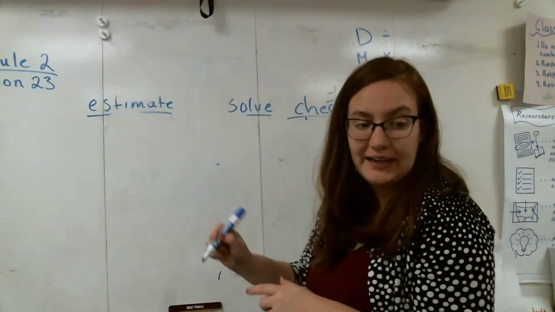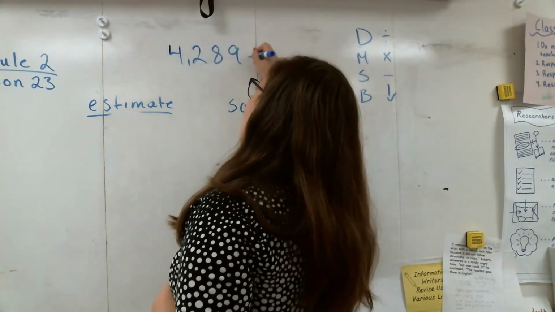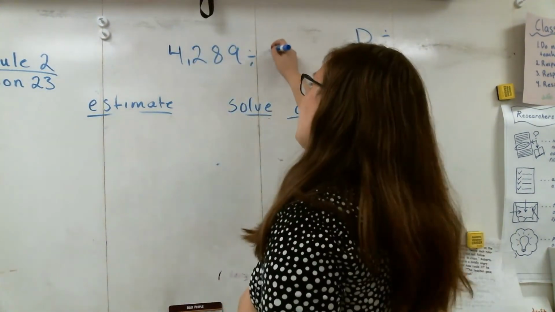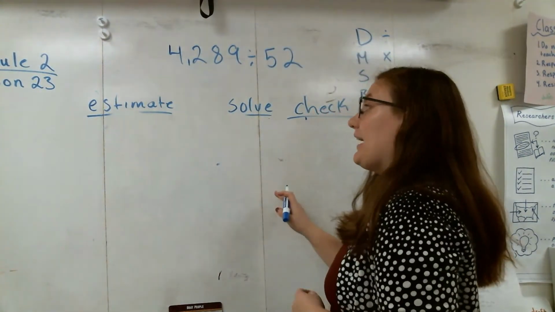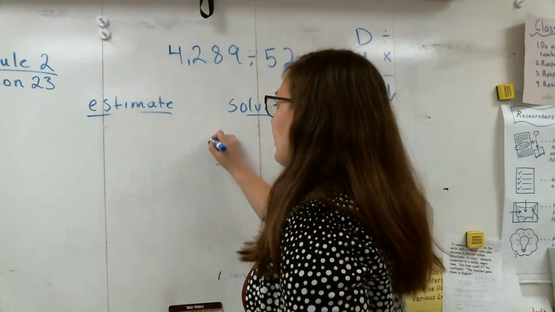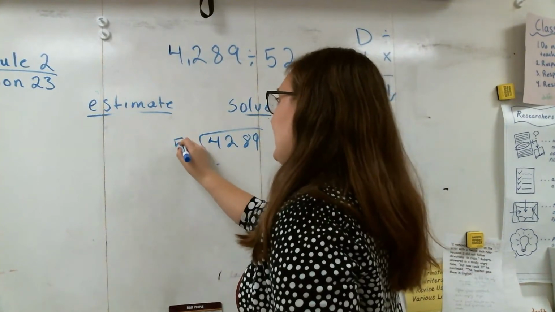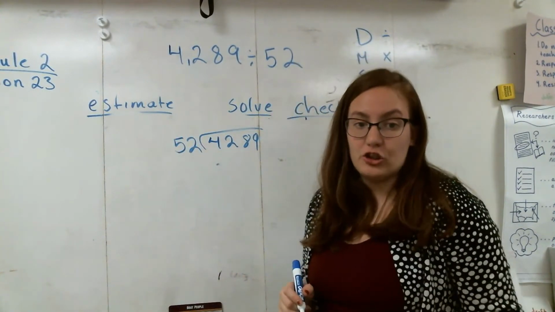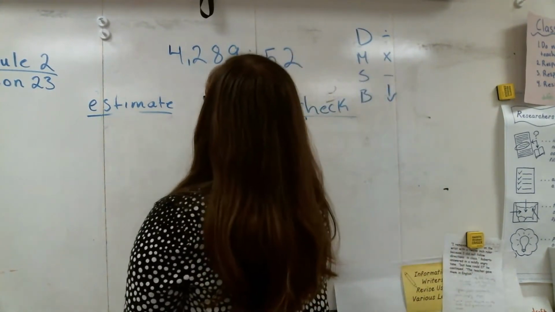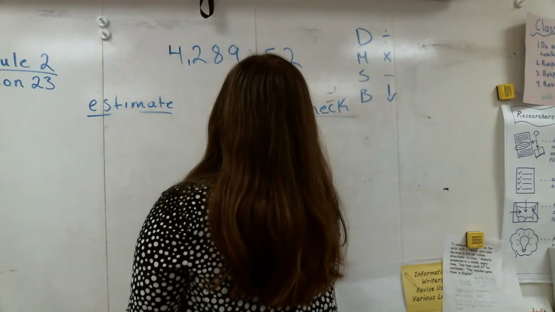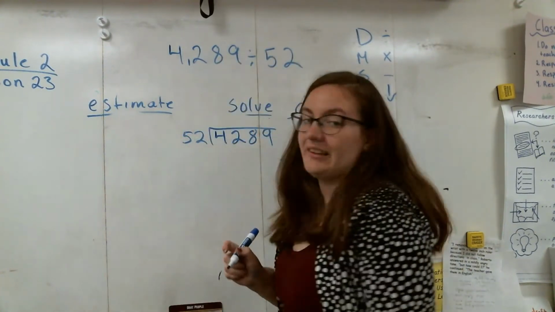Now, for this page, we're going to be doing 4,289 divided by 52. Now, for this problem, we are again going to be estimating, solving, and checking. I'm going to start off by writing my problem down. 4,289 divided by 52. I'm actually going to write this a little bit straighter. There we go, it looks a little bit better.